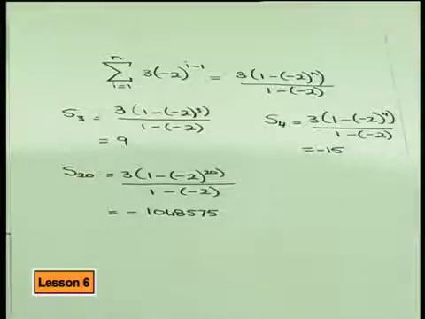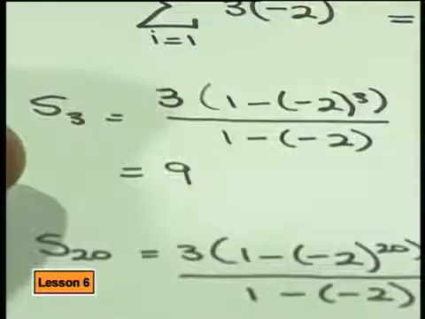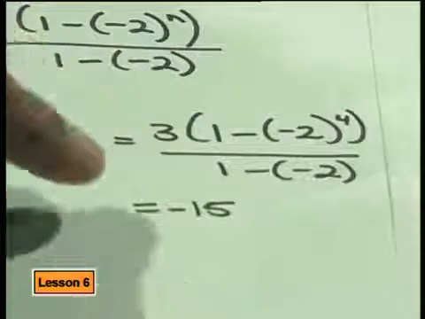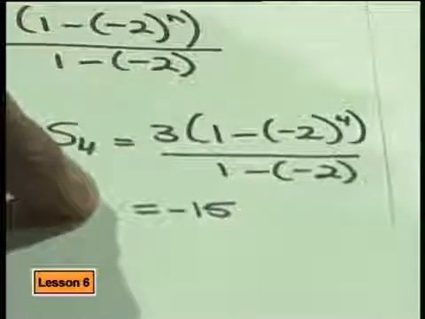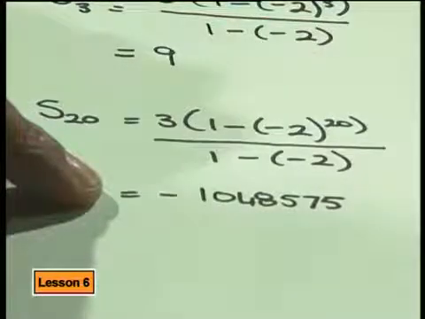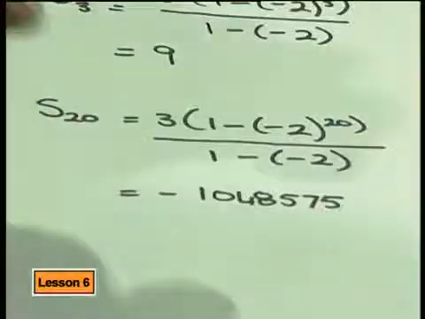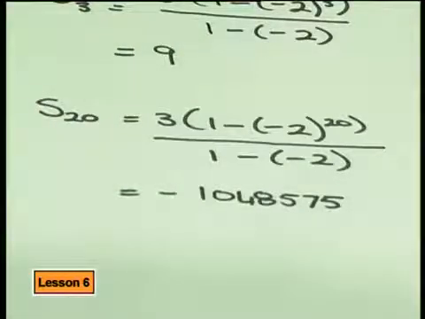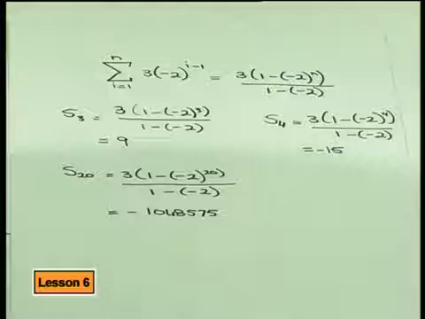Right, I'm done. At least I think I have the right answers. The sum of 3 terms is 9. The sum of 4 terms jumps to -15. And the sum of 20 terms jumps way down to -1,048,575. And I'm guessing the sum of 21 terms would be a huge positive number. Am I right? Indeed you are. The sum jumps to more than 2 million.